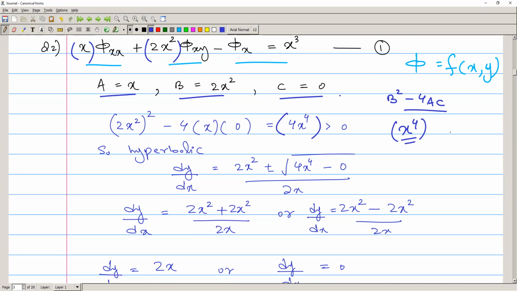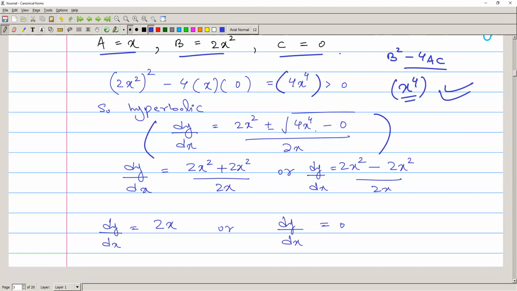It will always be positive because if the power is even, whatever constant is inside, either negative or positive, it will make it positive because of this even power, right? Then once we are done with this part, we know that for the hyperbolic equations, the characteristic equation is dy over dx equals negative b plus minus square root of b squared minus 4ac over 2a.